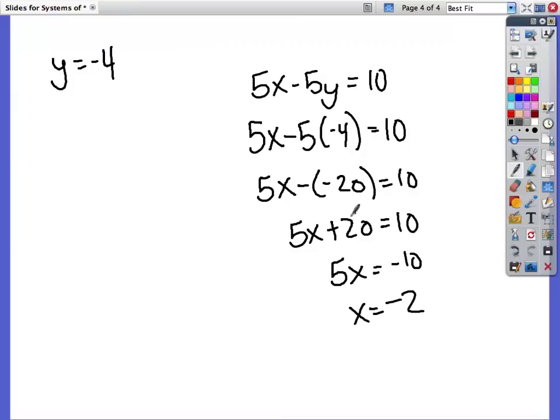And if I lost you back here, what I did is I moved this positive 20 to the other side. So subtracted 20 from both sides, and 10 minus 20 is negative 10. And so I get a solution of x equals negative 2. So my solution for both of the equations should be negative 2, negative 4.